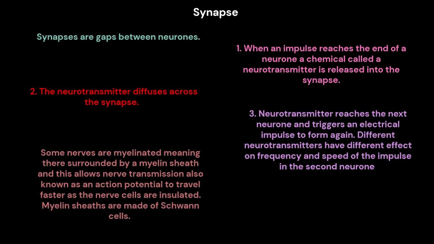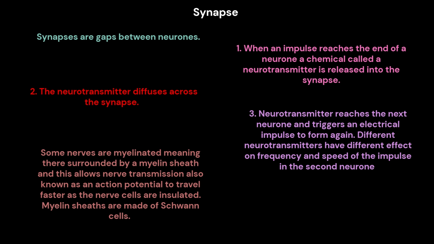Synapse. Synapses are gaps between neurons. 1. When an impulse reaches the end of a neuron, a chemical called a neurotransmitter is released into the synapse. 2. The neurotransmitter diffuses across the synapse. 3. The neurotransmitter reaches the next neuron and triggers an electrical impulse to form again. Different neurotransmitters have different effects on the frequency and speed of the impulse in the second neuron.